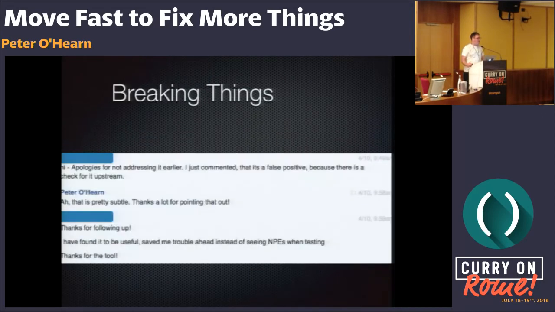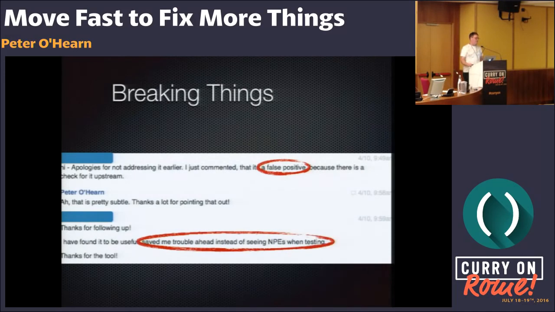On the other hand, what about breaking things? So here's one of these things again. Oops, a false positive. One of the developers is commenting to me in a messenger chat: oops, there's a false positive there. And I said, oh, that's pretty subtle. Now you're worried, right? As your static analysis developer, oh, I've committed a faux pas. At this point, we've made a false positive. But then the developer says, you saved me trouble other times by seeing these NPEs, and thanks for the tool.